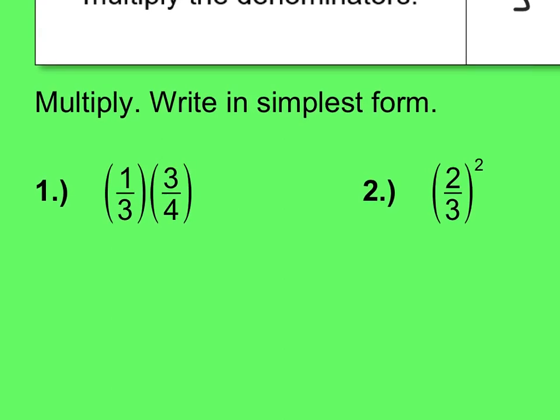Number 1 is pretty basic. Well, 1 times 3 is 3, 3 times 4 is 12, and that's all we have to do. The only thing is 3 over 12 can be simplified to 1/4.